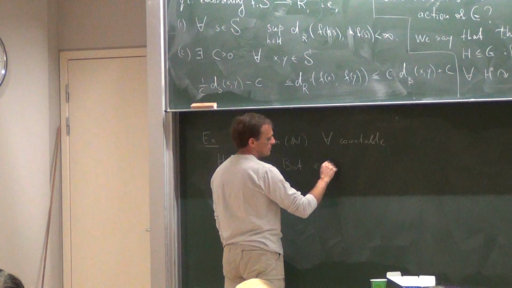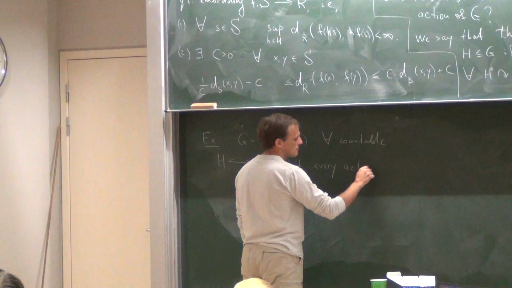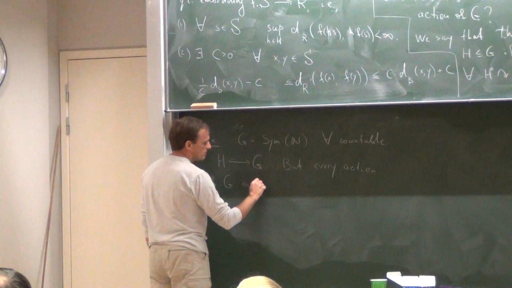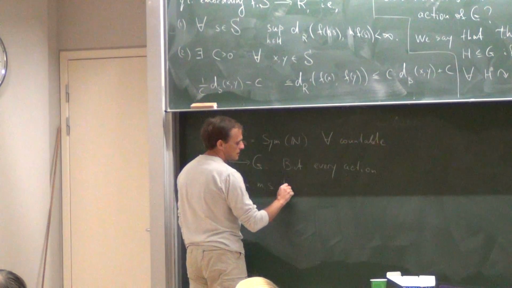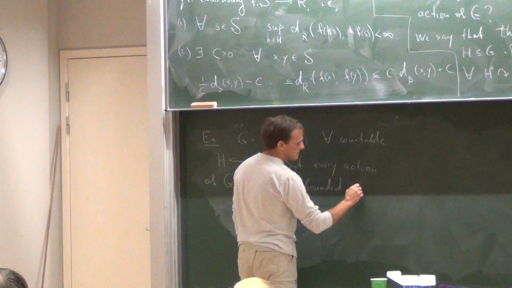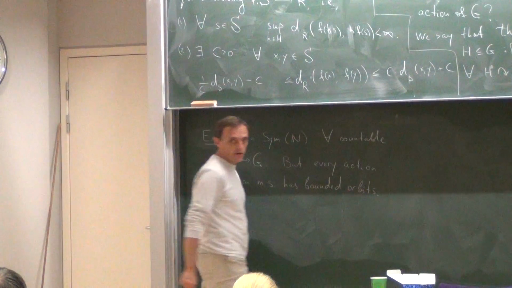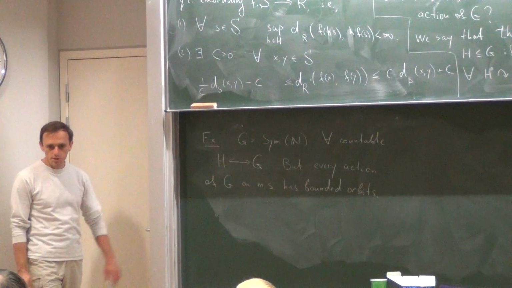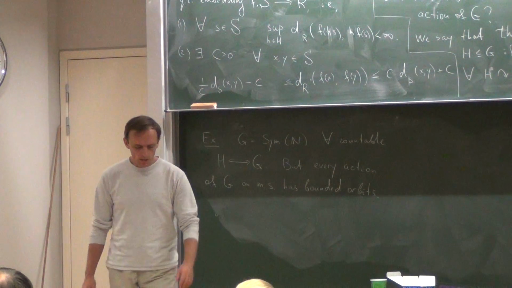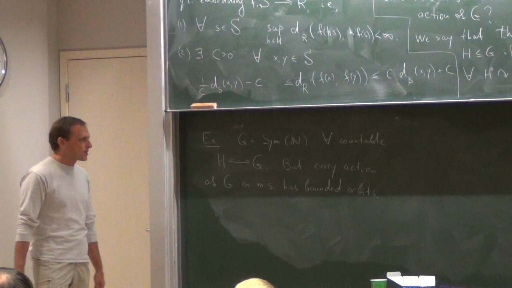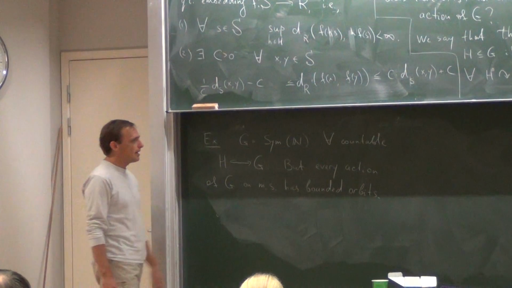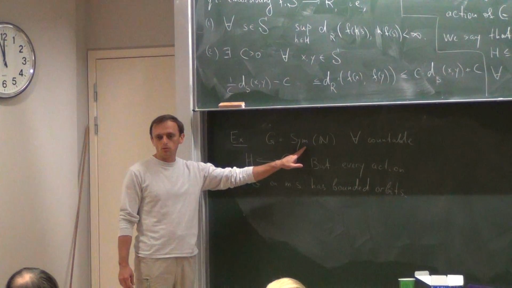every action of G on a metric space has bounded orbits. That's a very interesting property of the symmetric group. It's non-trivial, but it's known. It's not our result, it was known before. I think it was first observed by Yves de Cornulier, and it's based on another result by Bergman about generating sets of this group. But that's a fact. Every action of this group on a metric space has bounded orbits.